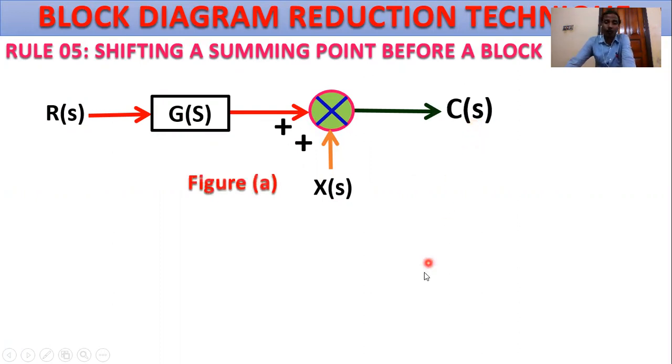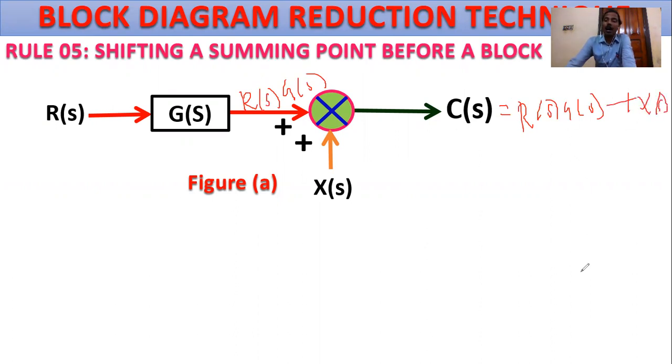What is the output? Output equals R(s) into G(s), plus X(s). This is the output, or controlled output.